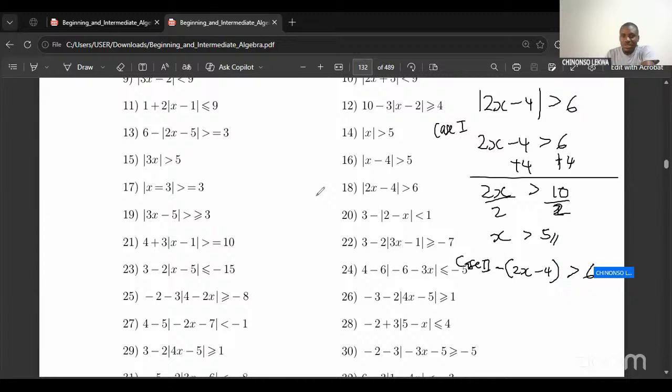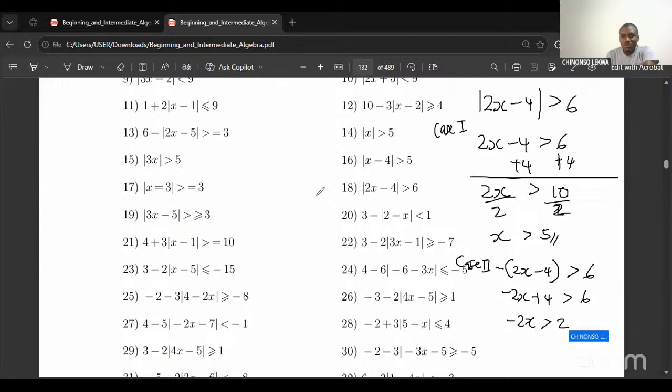So I need to distribute this negative sign. That's because it's like a -1 here. So that becomes -2x plus 4 is greater than 6. And then to isolate the term with the unknown, I want to subtract 4 from both sides. So I'm left with -2x is greater than 2.